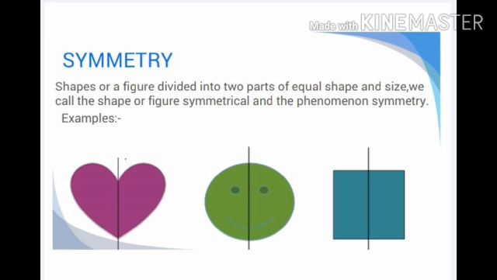So I've given here some shapes. You can see three shapes here. You can see a line drawn here with a black line. The shapes are equally divided into two equal halves. So these shapes are symmetrical.